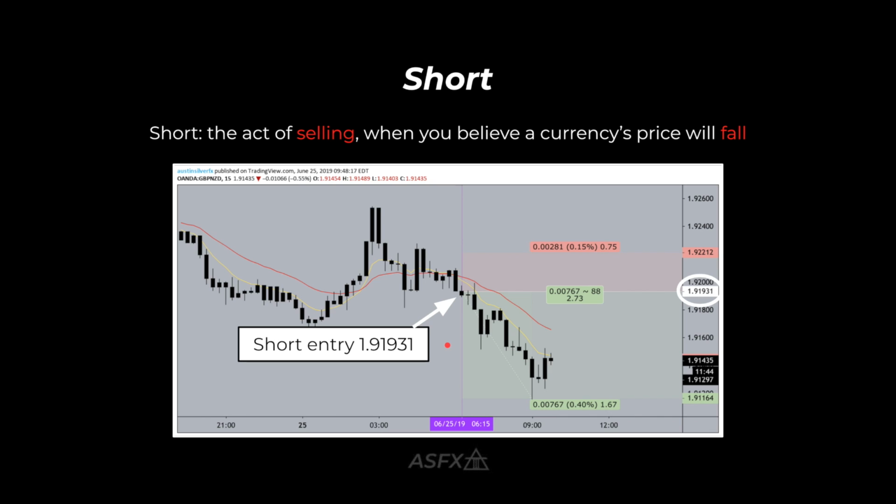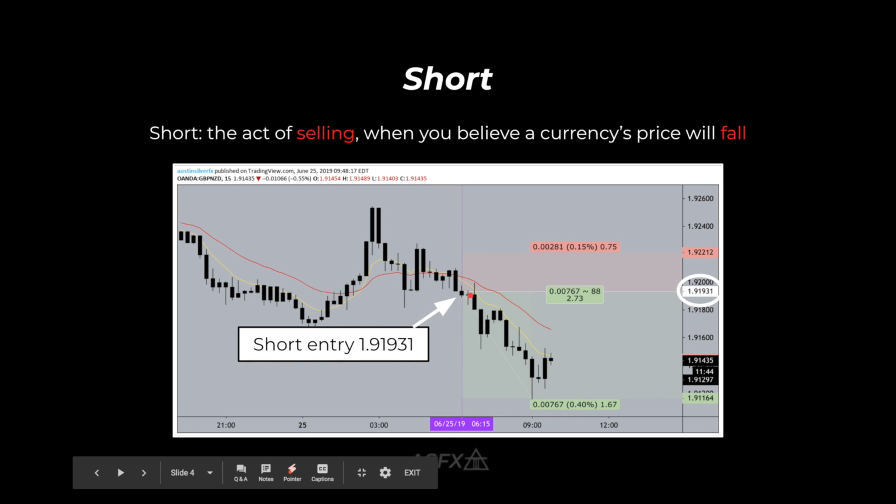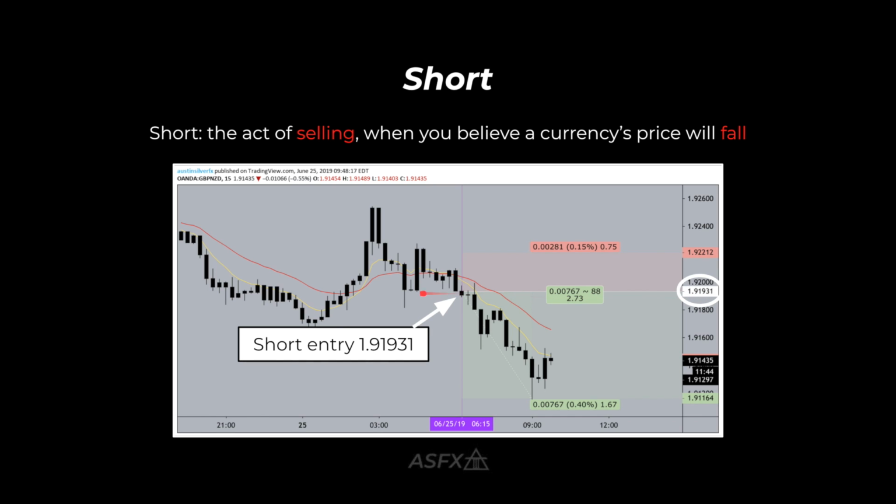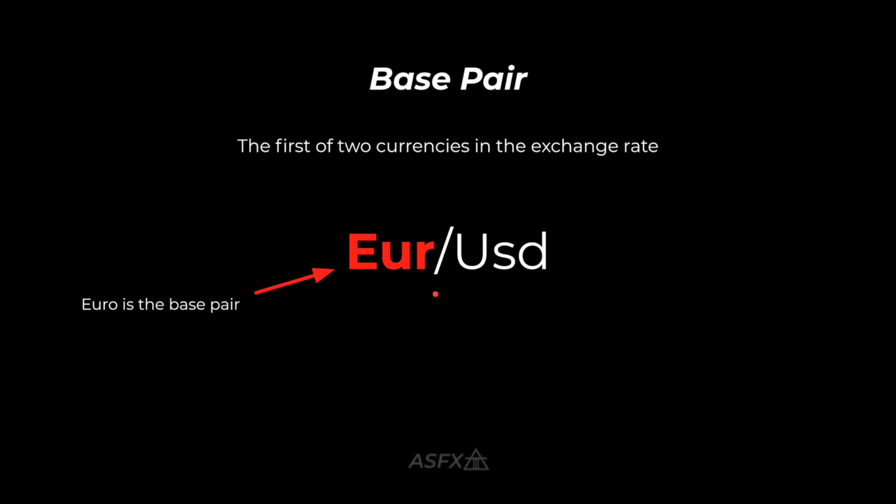So inverted to that, you have what going short means. Short is the act of selling. It's when you believe a currency price will fall. Here you can see as the day goes on, it moves lower from the short entry price of 1.91931. So again, long is when it is going to go higher. Short is when it's going to come lower.